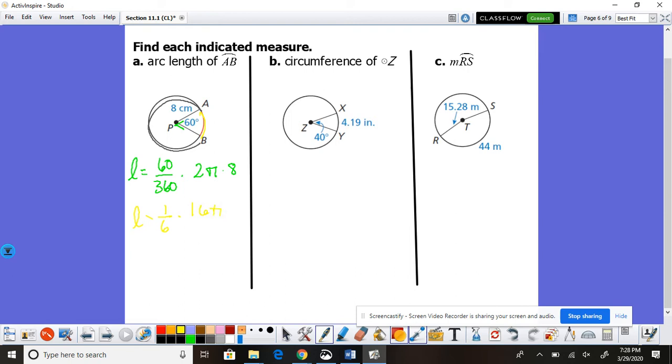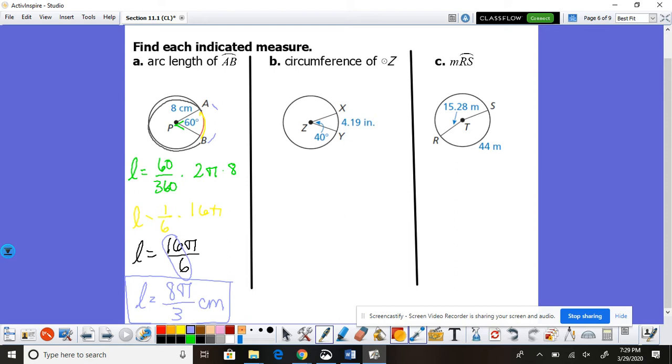And if I reduce it a little bit more, I have L equals 16 pi over 6. And then here my 16 over 6 breaks down. So L equals, what is that? 8 over 3? 8 pi over 3. And that would be centimeters. Or you can put 8 pi over 3 in your calculator and get a decimal. And that would be the length of A to B or B to A.